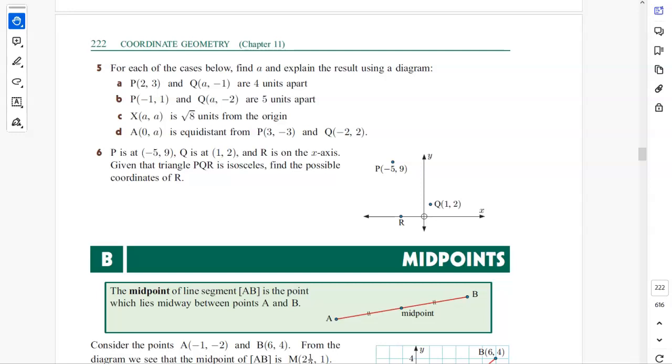A is equidistant from P and Q. What does equidistant mean? Equal distance. So for 5D, your hint is going to be, can you work out the distance from A to P? Get an expression. Can you work out the distance from A to Q? Get an expression. So you have square root of blah, blah, blah, blah. Then you have another square root of blah, blah, blah. Agreed? Because they are equidistant, what do those blah, blah, blahs have to be? Equal.